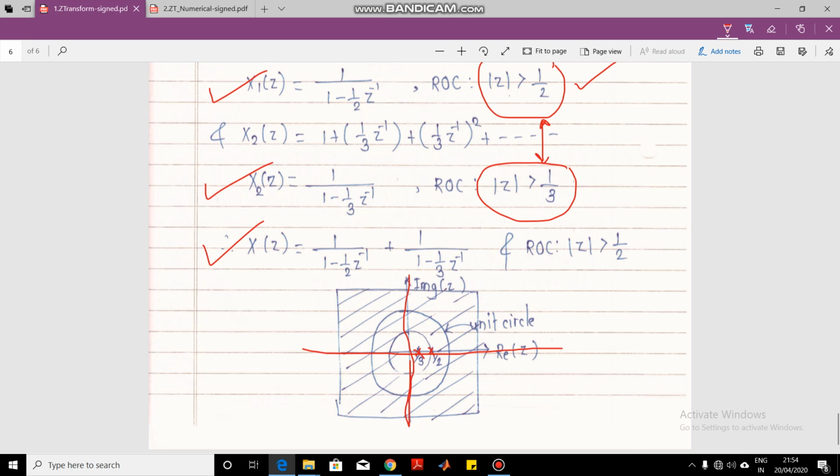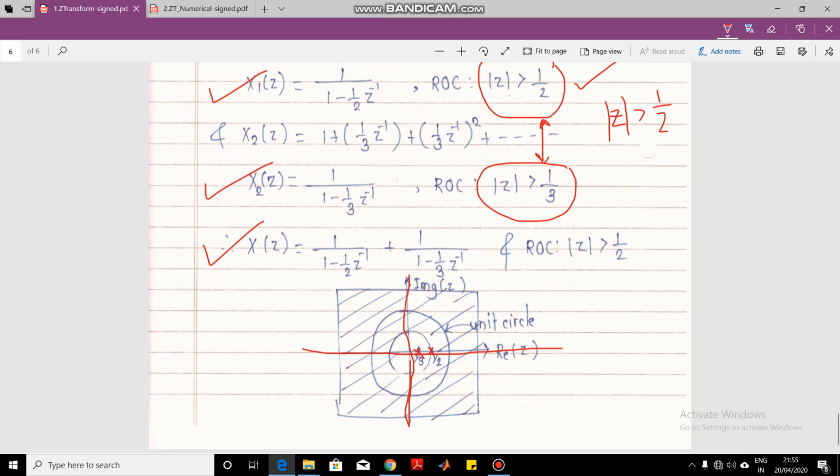If you see the intersection of mod of z greater than 1 by 2 and mod of z greater than 1 by 3, this region which is shaded, mod of z greater than 1 by 2, is the intersection of these two ROCs. Because the region is beyond mod of z greater than 1 by 3 and mod of z greater than 1 by 2. So the intersection of these two regions will be mod of z greater than 1 by 2. This is the property of ROC.